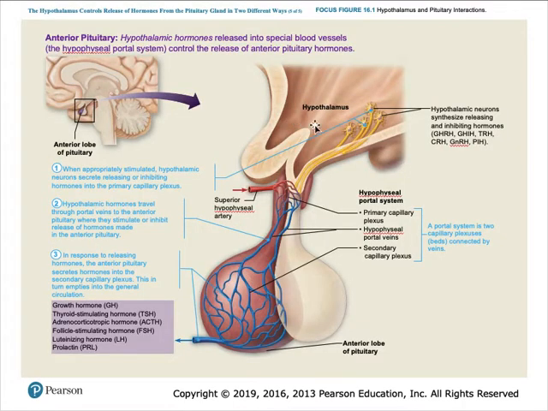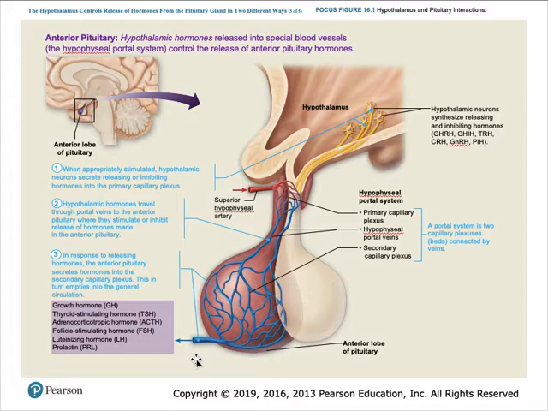Okay, so again, here's the hypothalamus. It's directly connected by these different neurons to the posterior lobe of the pituitary. And then it has blood connections to the anterior lobe of the pituitary. Okay, and the anterior lobe is going to be really important because it's going to secrete a lot of hormones that affect other parts of the body.